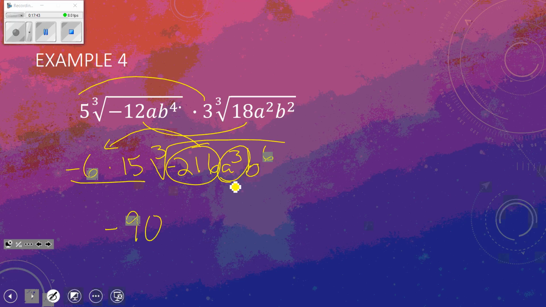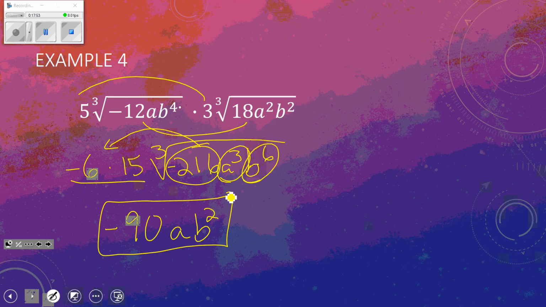Yes. It comes out as a. Is b to the 6th perfect? It comes out as b squared. And again, when you don't have anything under the radical, you don't have to write the radical. Technically, there's a 1, but the cube root of 1 is just 1, and anything times 1 is itself. So you don't have to write the radical.